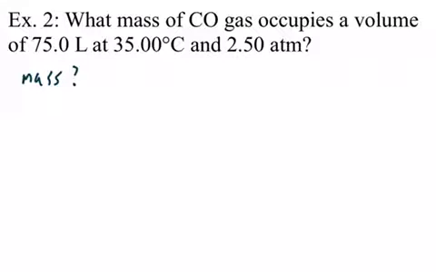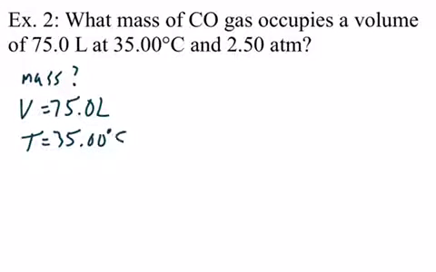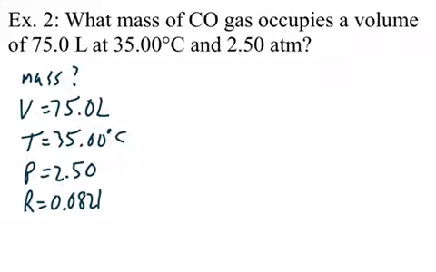Okay, now they also told us it's carbon monoxide, which is CO. They give you the volume, which is 75 liters. They give you the temperature, which is 35 degrees Celsius. They give you the pressure, which is 2.50 ATMs. And then always we got our constant, which is our R.